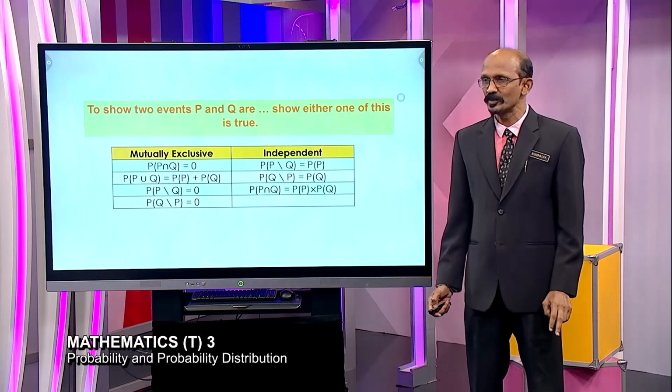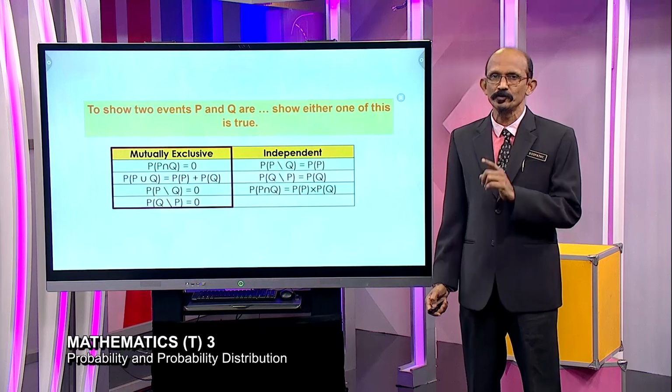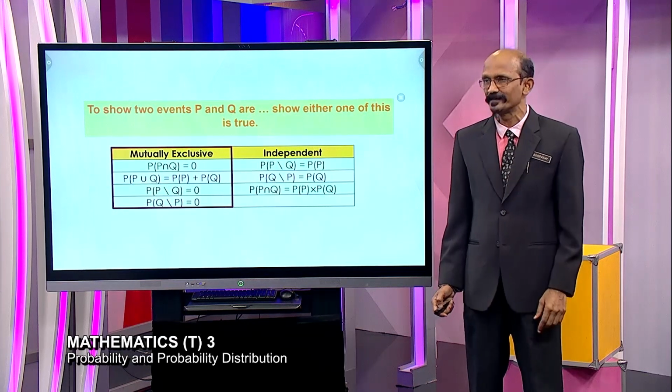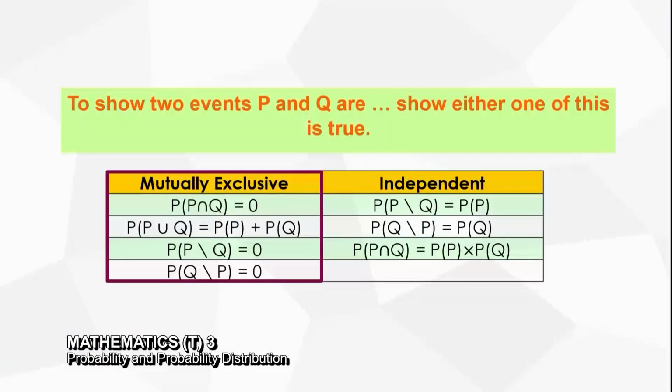First one is mutually exclusive. To prove 2 events are mutually exclusive, you can use either one of the 4 ways. Students can see clearly on the board, one of the 4 ways. Or if you want to prove independent events, you can use either one of the 3 formulas. Either one is enough already. You can prove it.